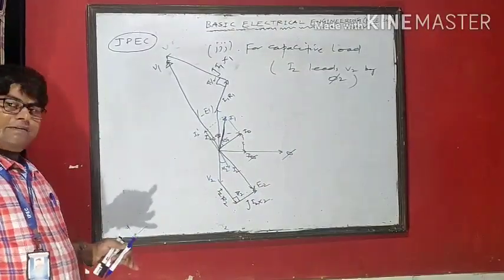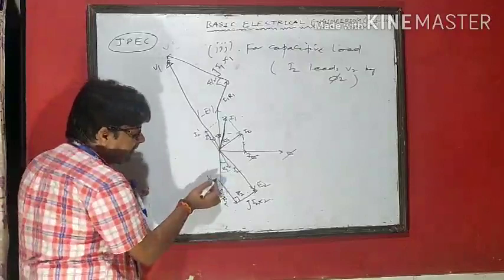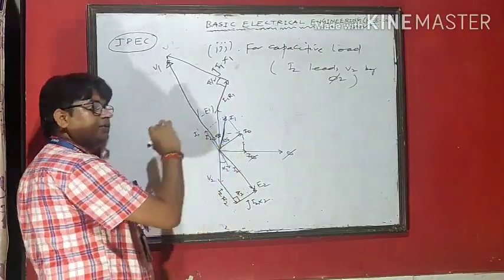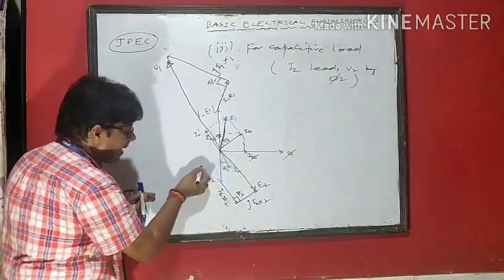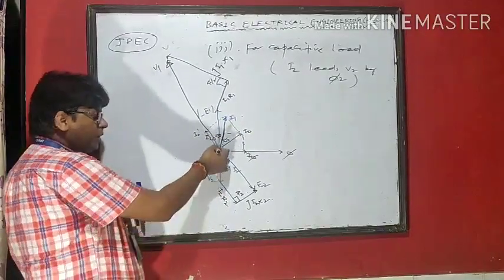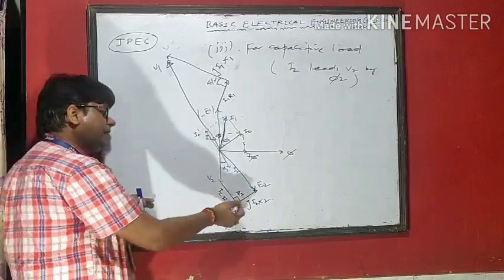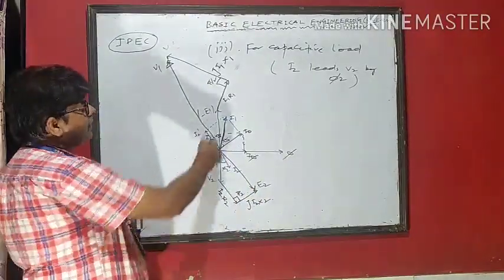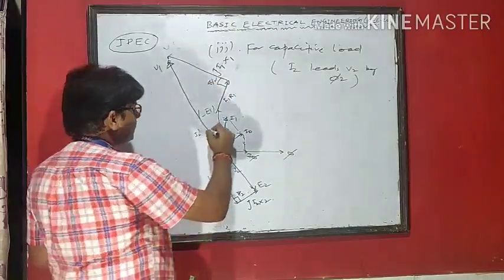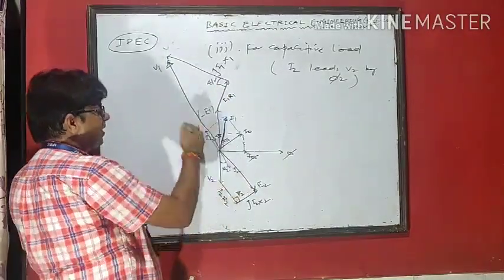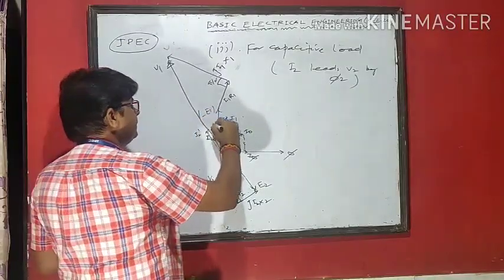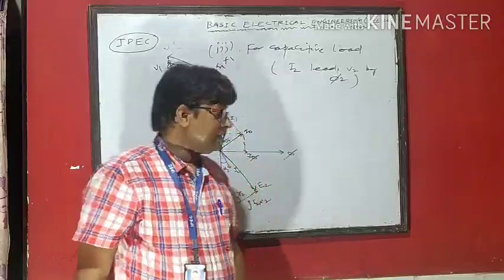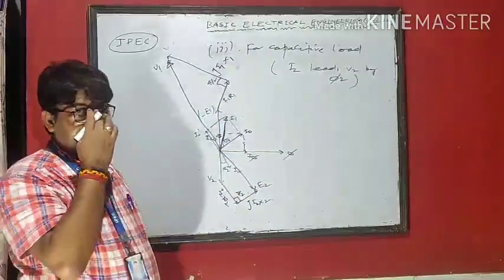In case of a capacitive load, the current is leading by angle phi. In case of inductance, I2 is lagging. In case of resistance, it is in the same phase. So only this will change for the load condition, and the rest is the same, depending upon I2. So this is your phasor diagram. This is very useful for understanding.